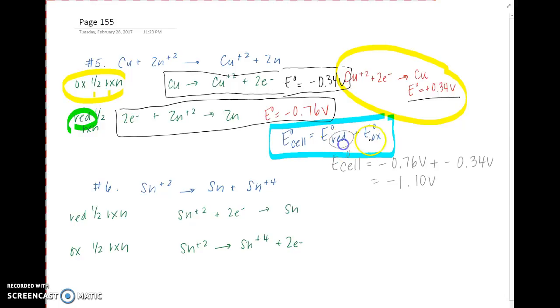So then you're going to plug it into the formula. And remember, it's reduction plus the oxidation. So I have negative 0.76 volts, that's the one that we got off the chart, plus a negative 0.34 volts, because remember we had to switch the signs because we had to make it into an oxidation reaction. And so when I add this together, I get a negative 1.10 volts. And what this tells me is because of this negative sign, I know that this reaction is not spontaneous, and in order for this to happen, you would have to have a battery to force the electrons to move.